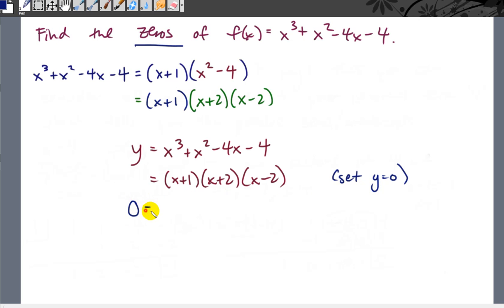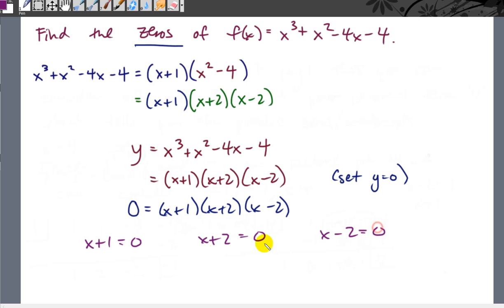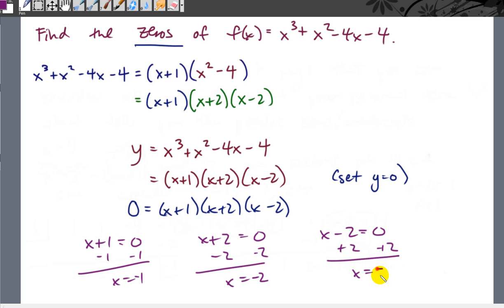So we have 0 equals x plus 1 times x plus 2 times x minus 2, which implies that if we solve for x, we have x plus 1 equals 0, x plus 2 equals 0, and x minus 2 equals 0. Subtract 1 on both sides, we get x is negative 1. Subtract 2 on both sides, we get x is negative 2. Add 2 to both sides, we get x is 2. These three values represent our x-intercepts.